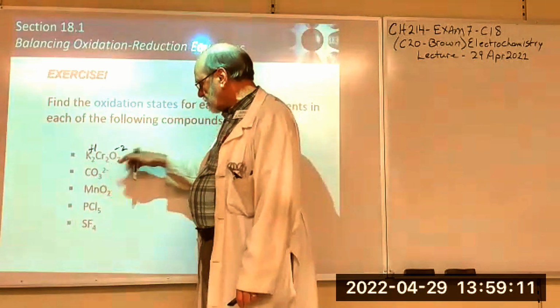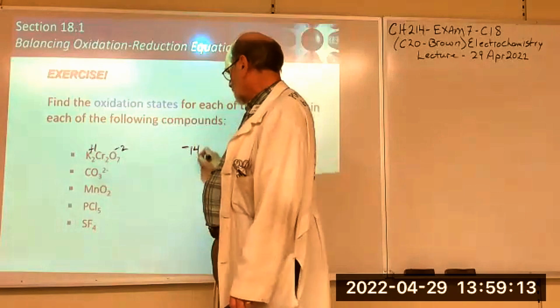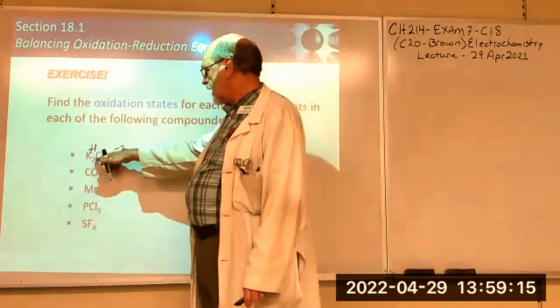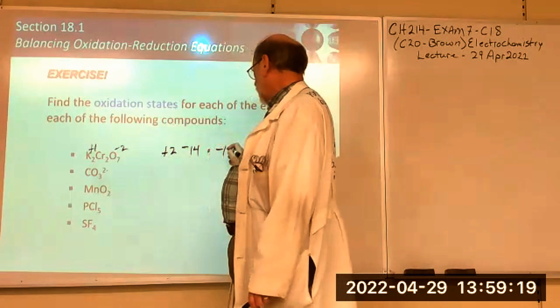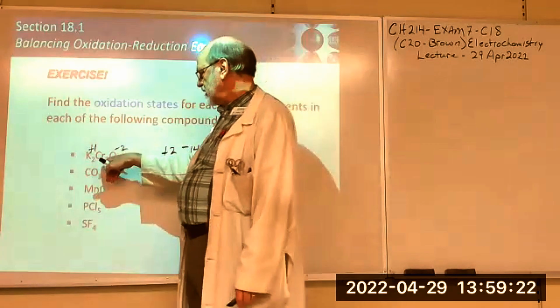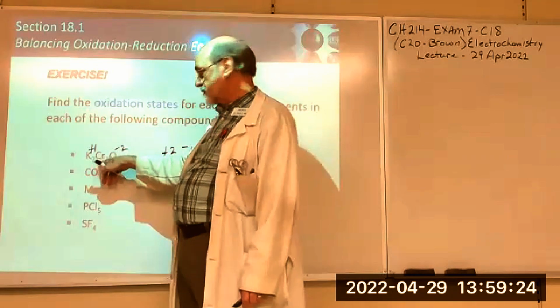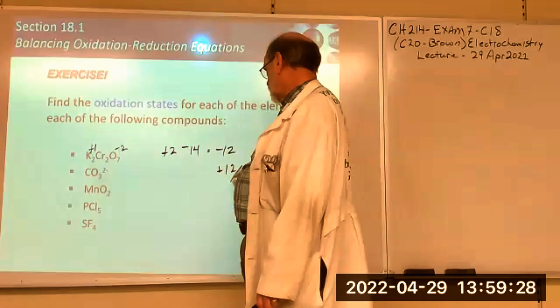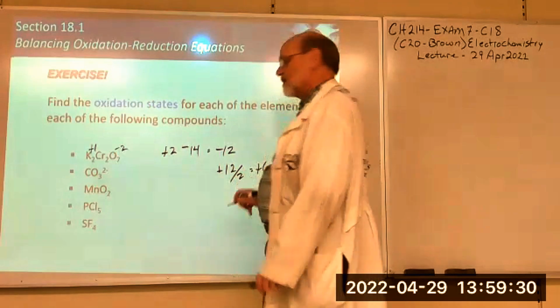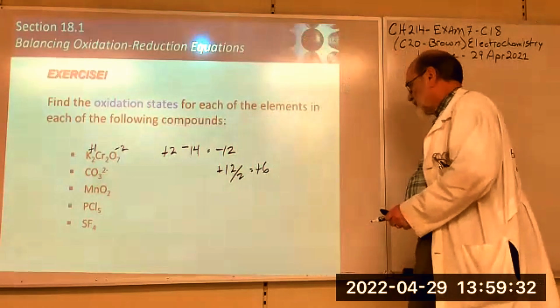So we have -14 for the oxygens, right? 7 times -2, and 2, that's +2. So we have -12 that has to be balanced by positive for chromium, which means +12 total or +6 for that chromium.